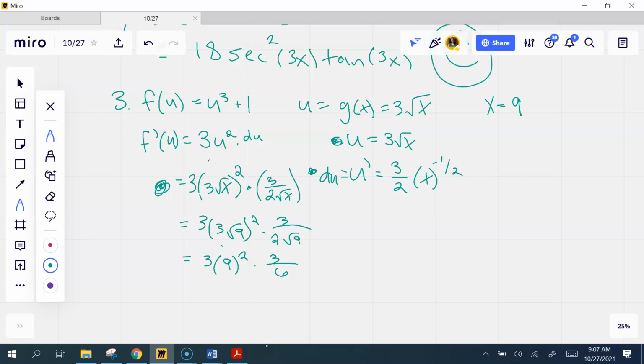And all she did from there was plug in the u for the u in f. Okay, I can see that now. I want to see how it gets the answer. And then it's 3 times 81 times 3. I got that too.